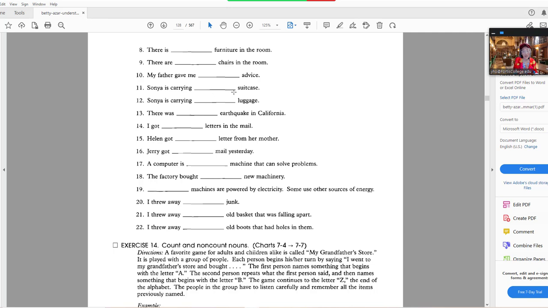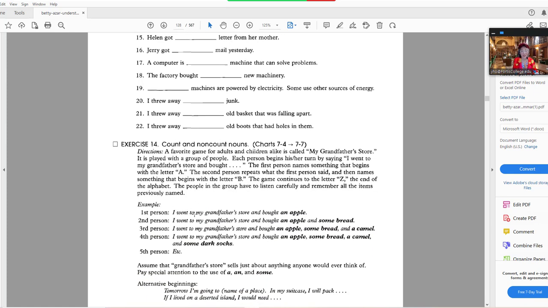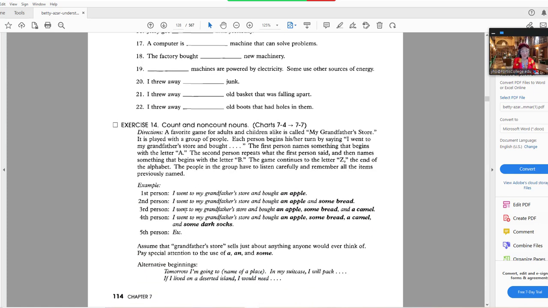Sonia is carrying a suitcase. So when you have a non-count noun, you use some, and when you have a count noun, you use a and an, because a and an are used for countable nouns, while some, a lot of, and few, in other words, words that don't say exactly how many, are used for non-count nouns because non-count nouns cannot be made plural. That's why it's important to understand the difference. See, I went to my grandfather's house and I bought an apple because apple is a countable noun, but bread is a non-count noun, so you use some.